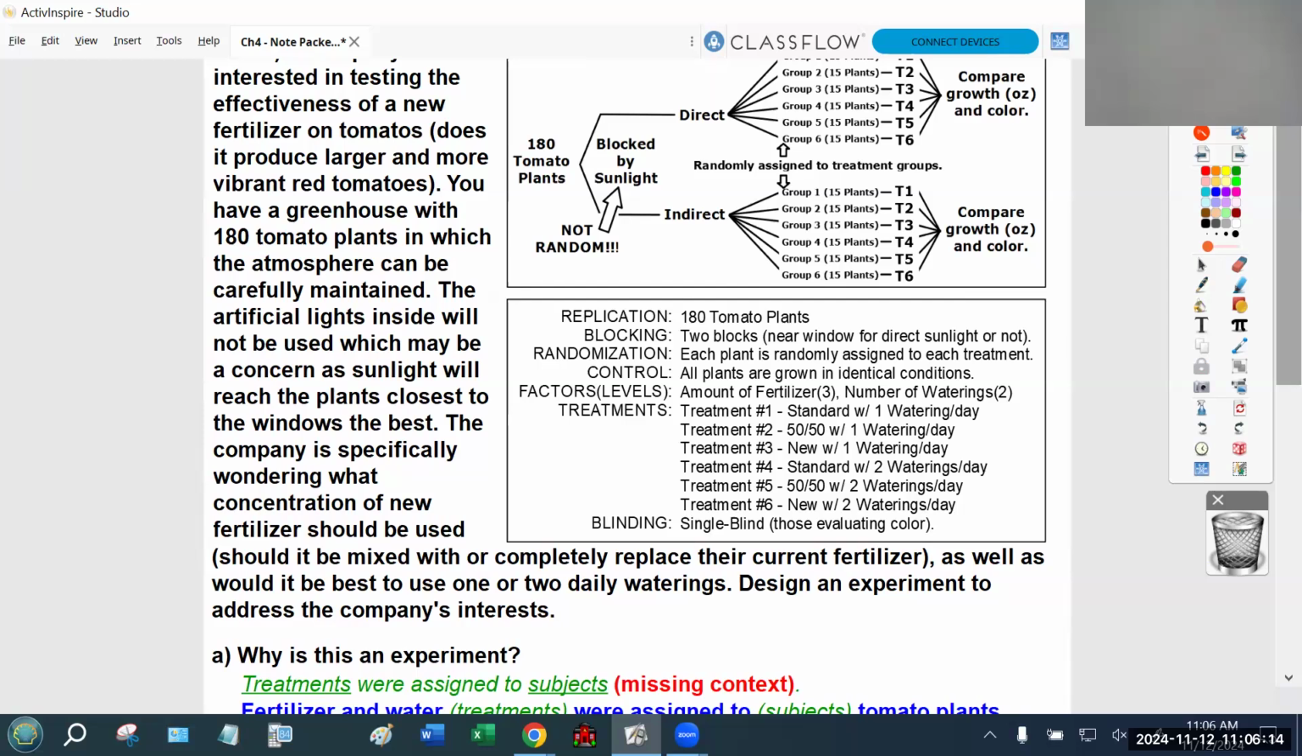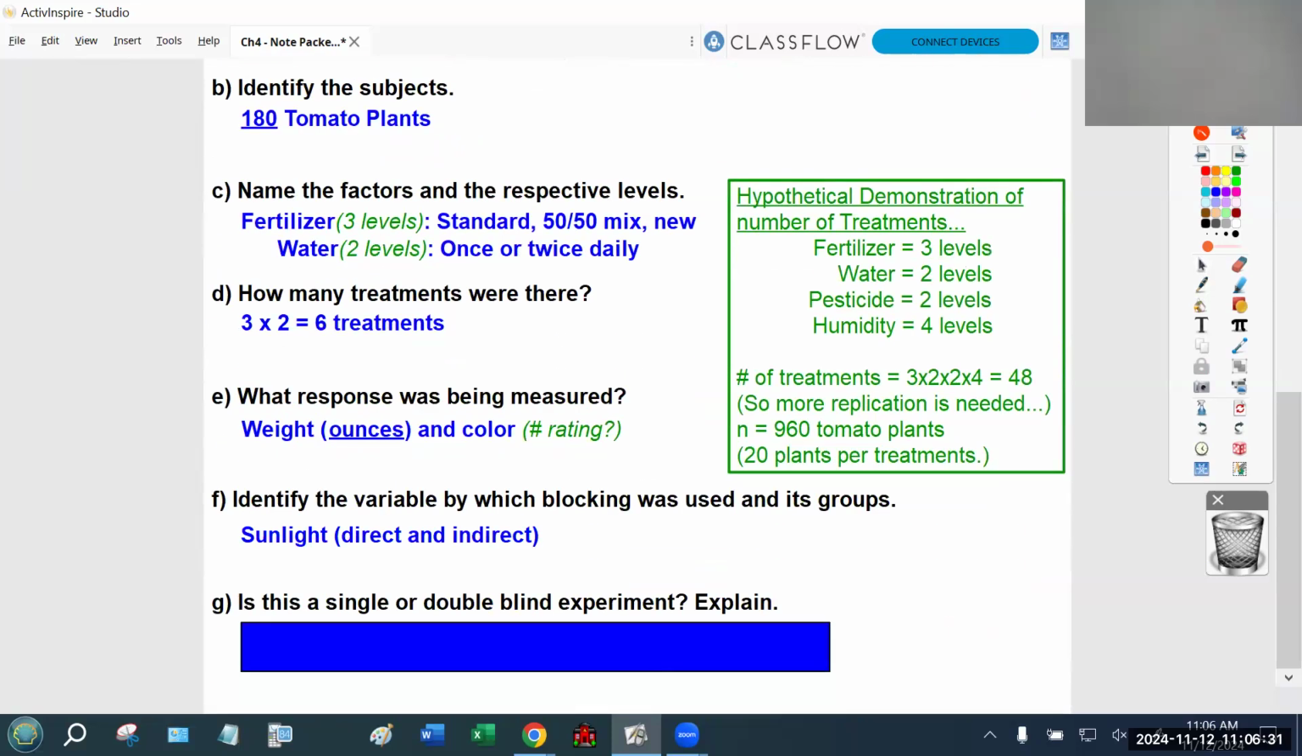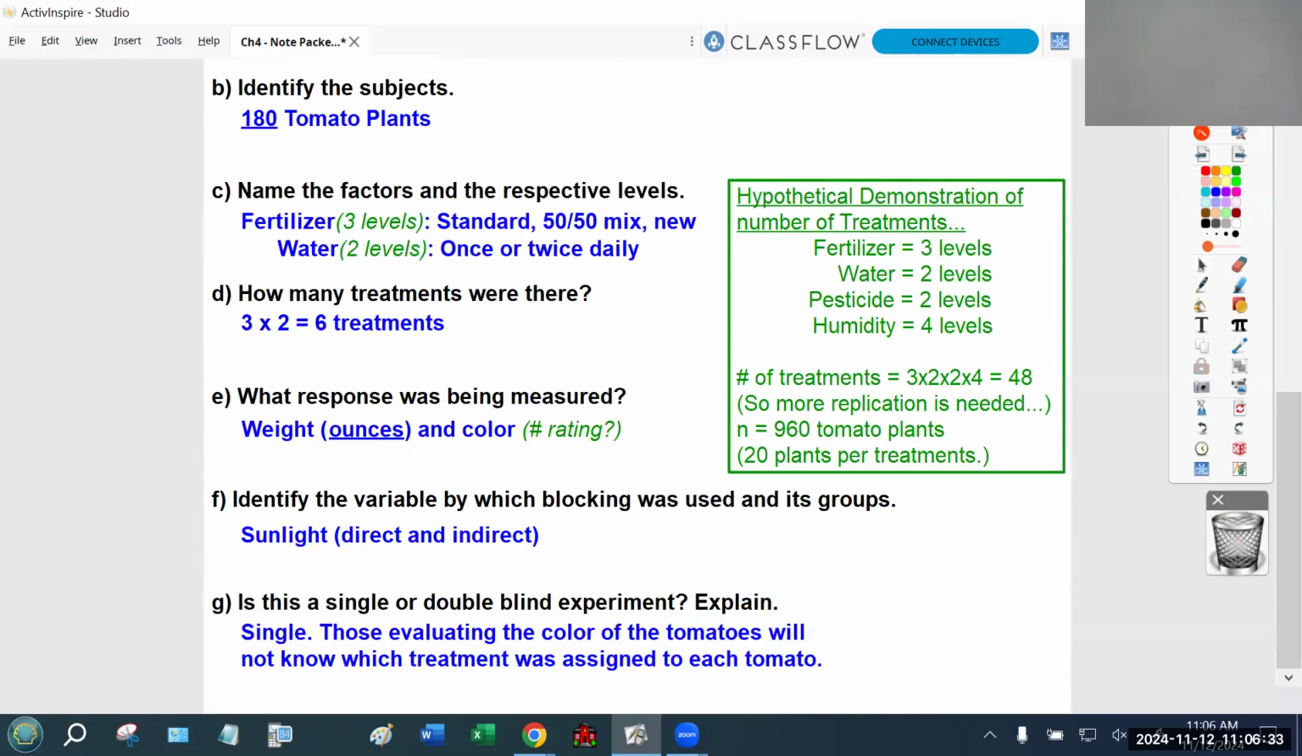If I'm going to hire people to look at 2 different tomatoes and judge which one's more vibrant red, I suppose, I don't want that person knowing which tomato got the new fertilizer and which one got the standard and which one got the 50-50 mix. I want them to be objective in their ratings of these tomatoes, not in any way biased. So this is single blind. Those evaluating the color of the tomatoes will not know which treatment was assigned to each tomato.